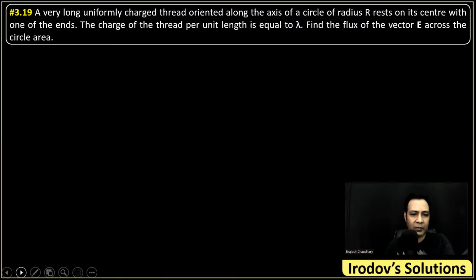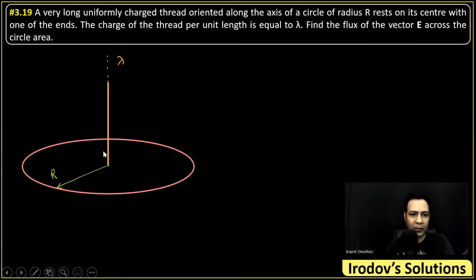So let's have the diagram of the problem. So here is the diagram. This is a circle of radius R, and along the axis there is a semi-infinite wire of linear charge density lambda placed. One end is at the center. So we have to find the flux of electric field crossing through the area of the circle.